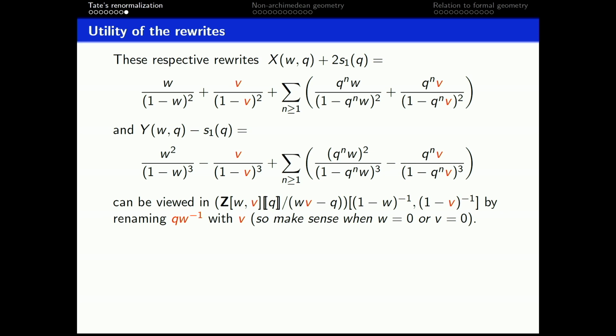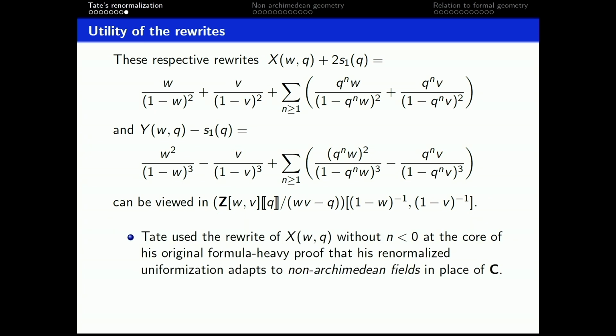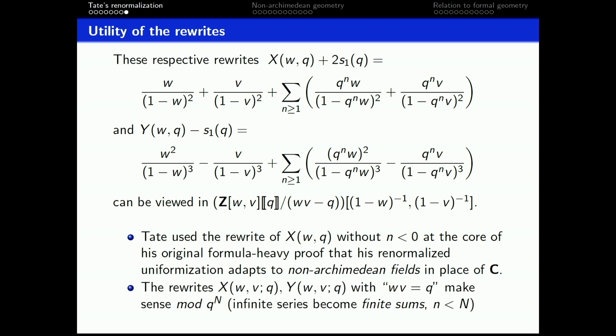to the Tate curve. In any event, this is just to say that Tate's renormalization can also be put in a form where you don't have any explicit q inverses. And so as I said, he actually did these kinds of calculations for his purpose, to see that his renormalized functions adapted well to non-Archimedean fields in place of the complex numbers. So we'll see that a little bit later.